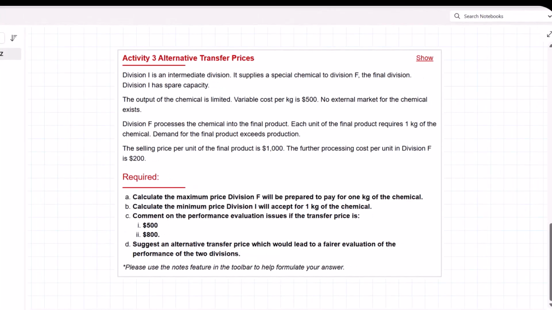Welcome back. Let's begin by looking at the requirements. We've got to calculate two things. Let's calculate a maximum price that Division F will be prepared to pay for 1 kilo of the chemical. And then we've got to calculate the minimum price that Division I will accept for the 1 kilo. Does that sound familiar? I hope it does. It's very similar to the situation we just looked at a moment ago. Then we've got to make a comment. Comment on the performance evaluation issues if the transfer price is set to $500 or $800.